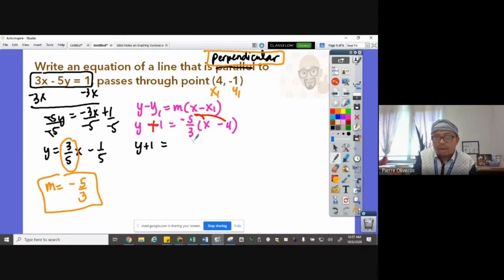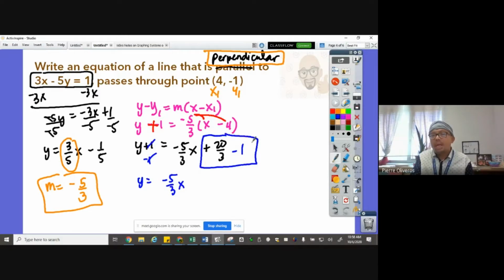Okay, so -5/3 times x is -5/3 x. -5/3 times -4 will be positive 20/3. Okay, and then you will subtract 1 here, subtract 1 here. This will cross out. So y is equal to -5/3 x plus 20/3 minus 1. Now, how do we simplify 20/3 minus 1? Okay, that's a challenge there. Again, remember guys, you need to have the same denominator when dealing with fractions. So the 1 here will now be 3/3 because 3 divided by 3 is 1. So now they have the same denominator. 20 minus 3 is 17. So positive 17/3 is the answer.